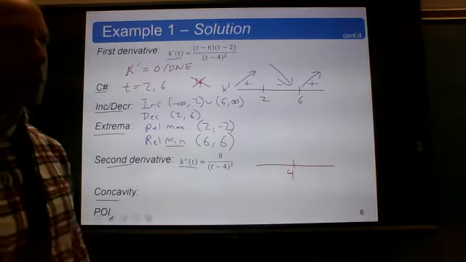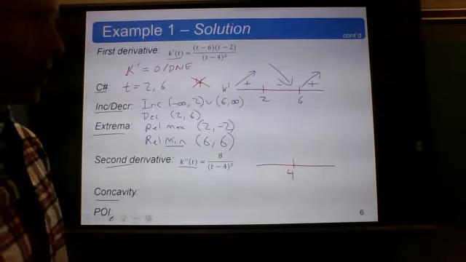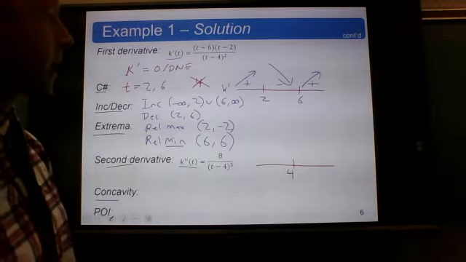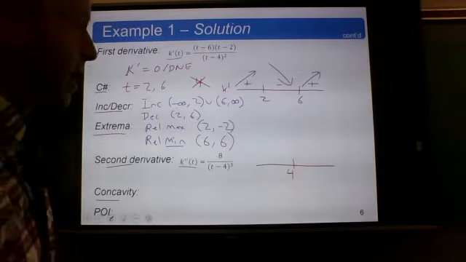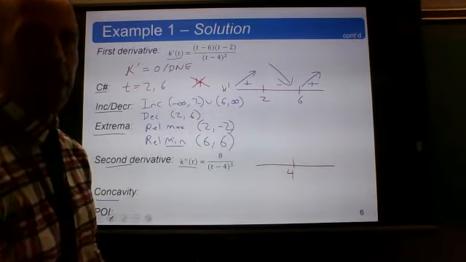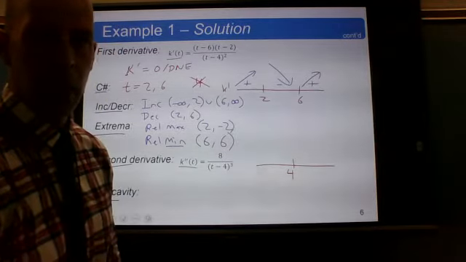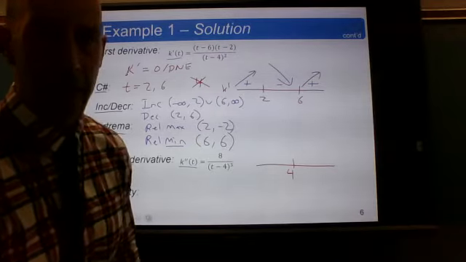Now, you might say, well, wait a minute, Mr. Allen, you told us just a minute ago that 4 is not a critical number. It is not a critical number of the first derivative. It is a critical number of the second derivative. In other words, the concavity can change at 4. Can we have a POI at 4? Well, the answer is no. You can't have a POI at 4 because, again, 4 isn't in the domain.